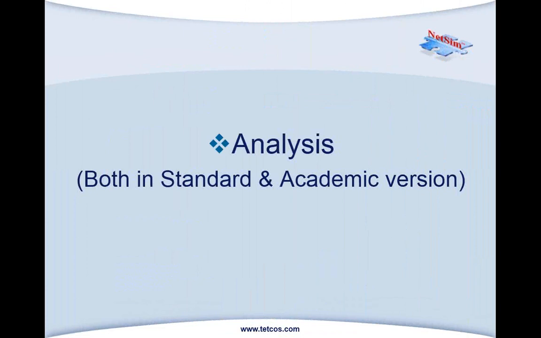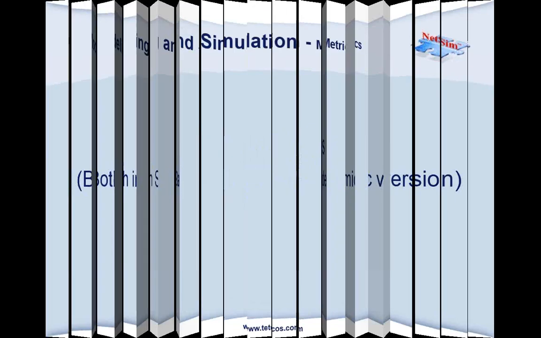So this NetSim comes with two versions. One is academic version, one is standard version. Okay. So in academic version we have given all the technologies to simulate and design, but in standard version we have provided a custom code facility in which you can edit and design your own protocol. Okay, so these are some of the features which are common in academic and standard version, and some of the features which are exclusively on standard version. So this analysis is in both standard and academic version.